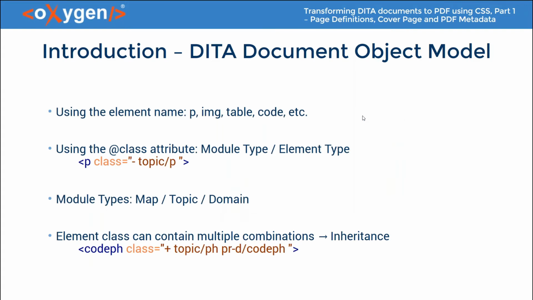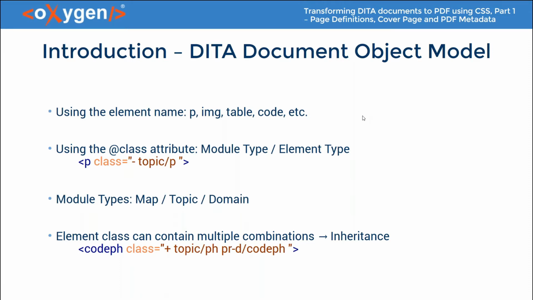To continue, in DITA we have something called the document object model, which describes how DITA is decomposed, how the types are decomposed. So here you can find some element names, for example, as I said before, paragraphs, tables, lists, images, etc.